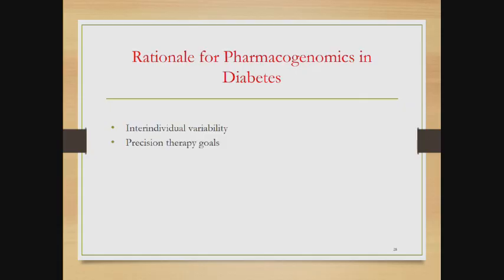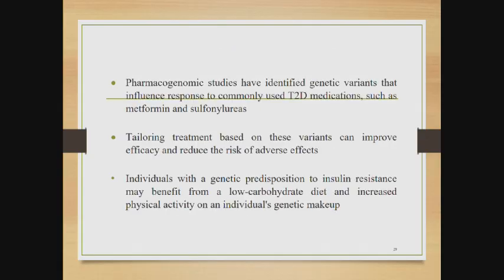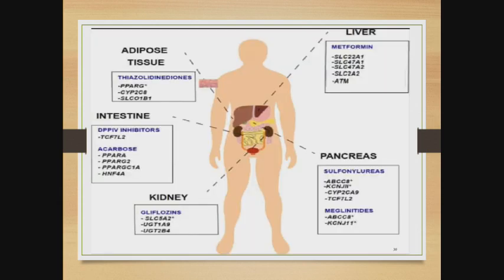So what is the rationale for pharmacogenomics in diabetes? It is because of individual variability and precision therapy goals. Pharmacogenomic studies have identified genetic variants that influence response to many of the drugs that we are using. Tailoring treatment based on these variants can improve efficacy and reduce the risk of adverse effects.